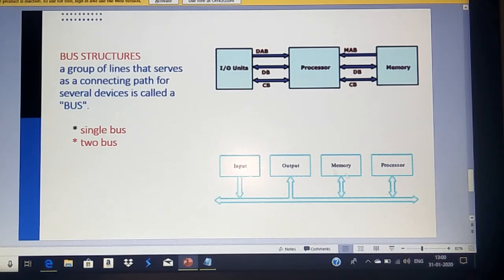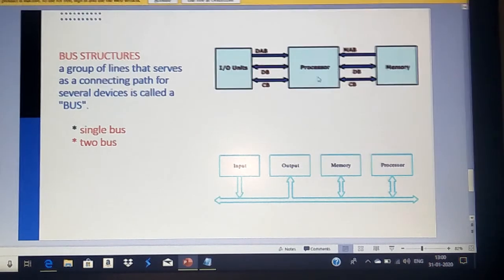This is the single bus structure that consists of input, output, memory and processor that are all connected through a single line. And here the two bus structure, the input output units, processor and memory are all connected in a two-way using different registers known as memory address register, data register, etc.